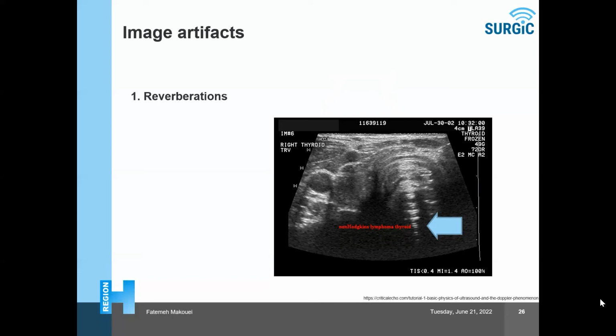The tracheal wall frequently will cause a reverberation artifact. And reverberation artifacts can be improved by changing the angle of insonation so that the reverberation between strong parallel reflectors cannot occur.